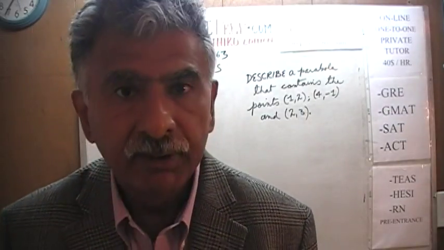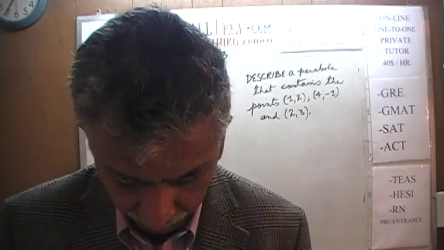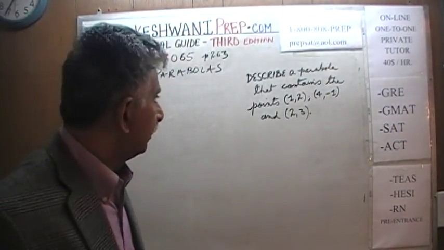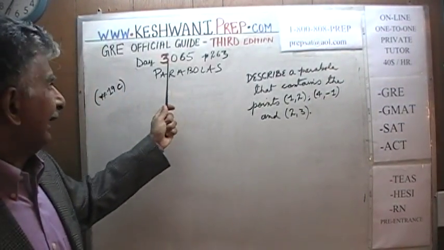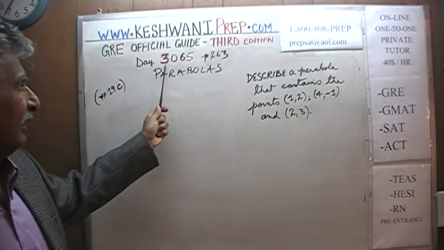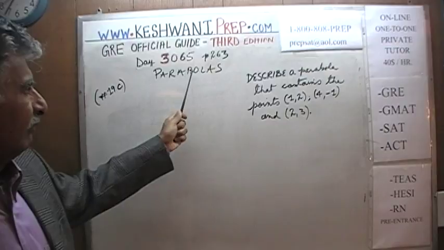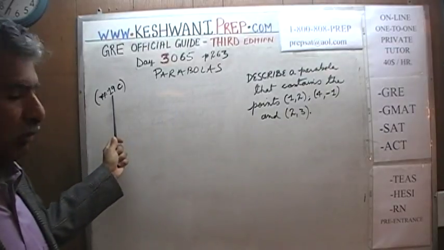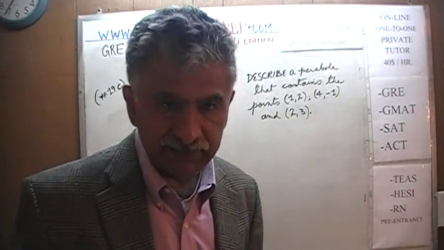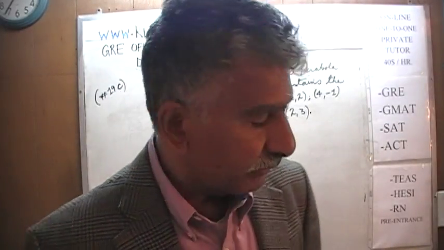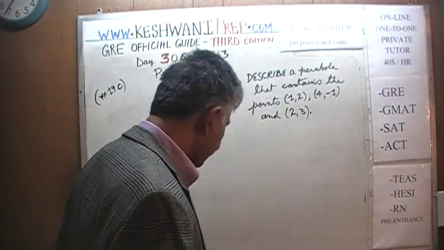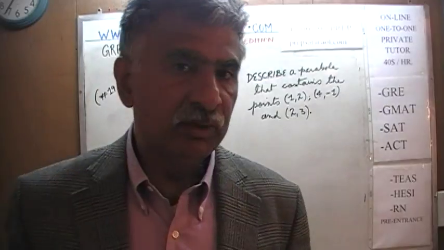Today is our lesson number 65. We are on page number 263, day 65, third edition. The 3 is to indicate that we are in the third edition. We are dealing with parabolas and we are working on problem number 19. As you see in the book, and I hope that you have the book in front of you, there is only one parabola.